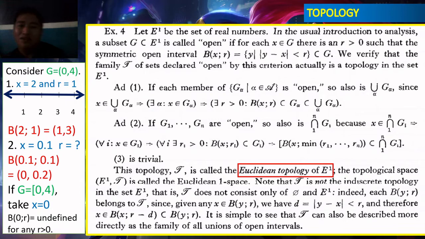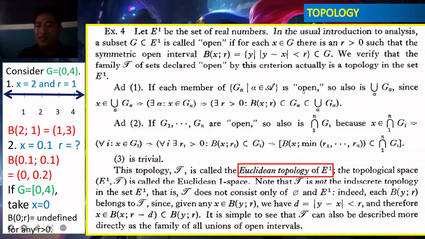Okay. So open intervals, class, are what we want for our G. Let us continue this one. For the add one: each member of G alpha, so earlier the G alpha, are open intervals, such that alpha is an element in script A. This family is open, meaning all the G alpha are open. So also is the union of G alpha for all alpha.